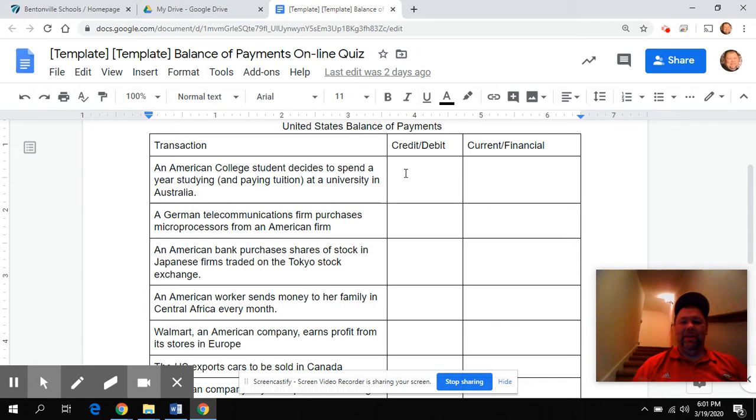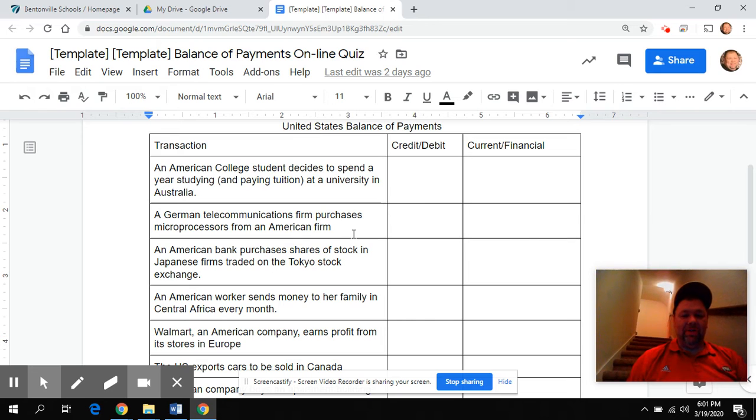But anyway, number one: an American college student decides to spend a year studying and paying tuition at a university in Australia. Remember, we're looking at the flow of money: credit is money coming in, debit is money going out, and then current or financial account. That's going to be a debit because the money's leaving the United States. Tuition is a current account, because you're paying for the service right then. So Australia is exporting education to you.